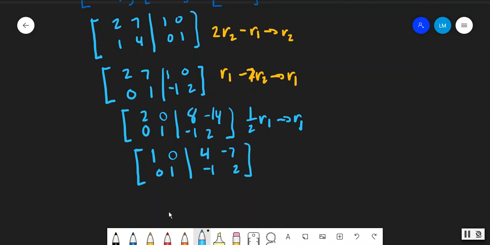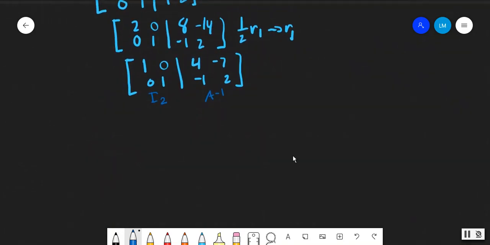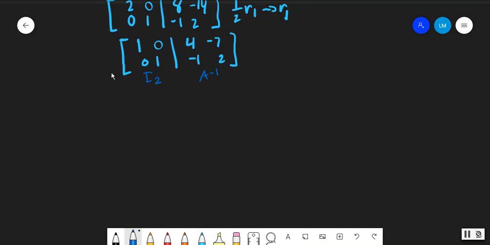So notice that basically this told us that we have the I2, but now we have the matrix that we were looking for, which we call A inverse, or the inverse of A. So in that case, that means that the matrix A inverse, which was defined as x, y, z, and w, is equal to the matrix 4, negative 1, negative 7, and 2.